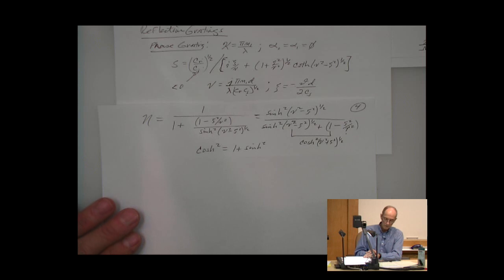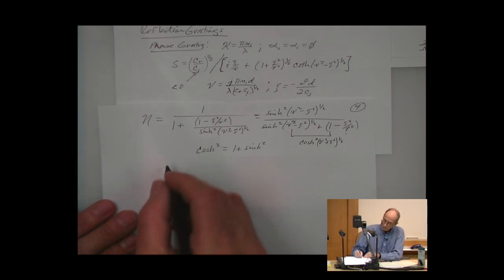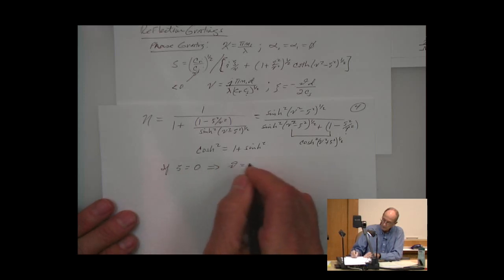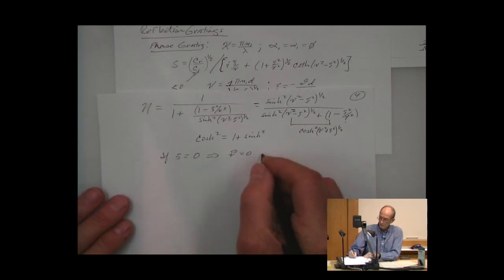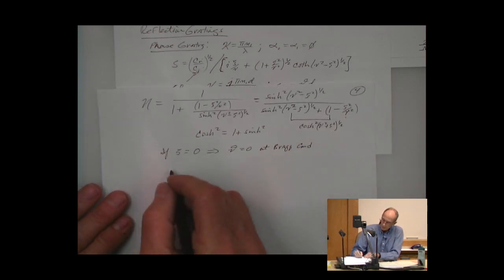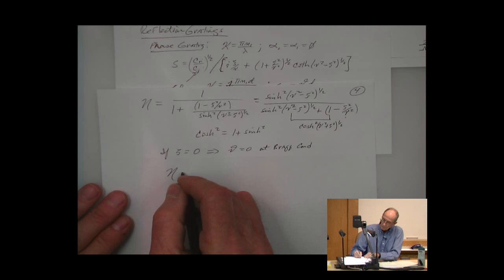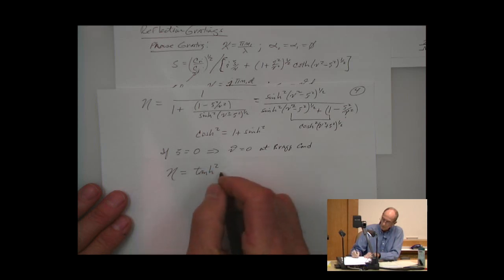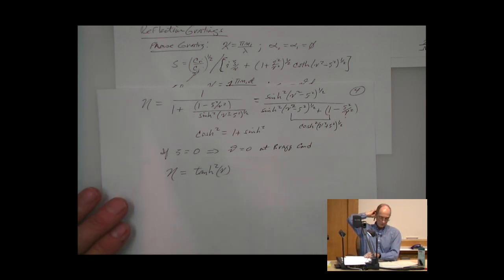So if the detuning is 0, all right, so if psi is equal to 0, meaning that this detuning parameter is equal to 0, or we are at the Bragg condition, then we end up with the following. We have that eta is equal to the hyperbolic tan squared of nu.